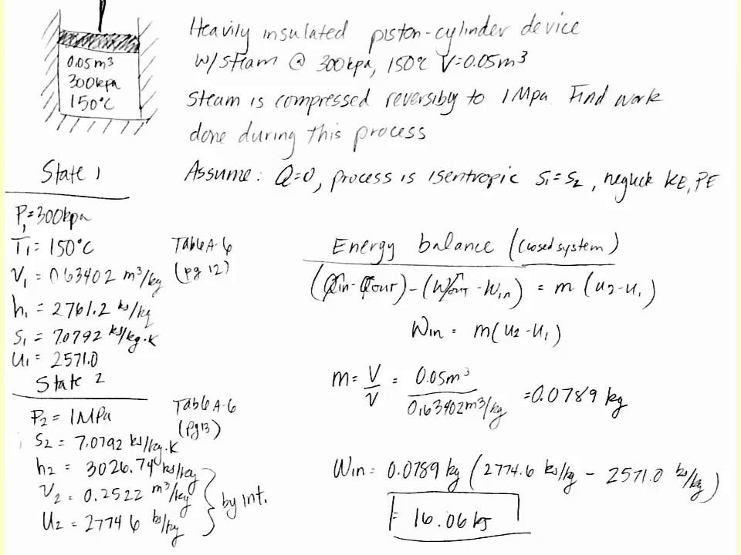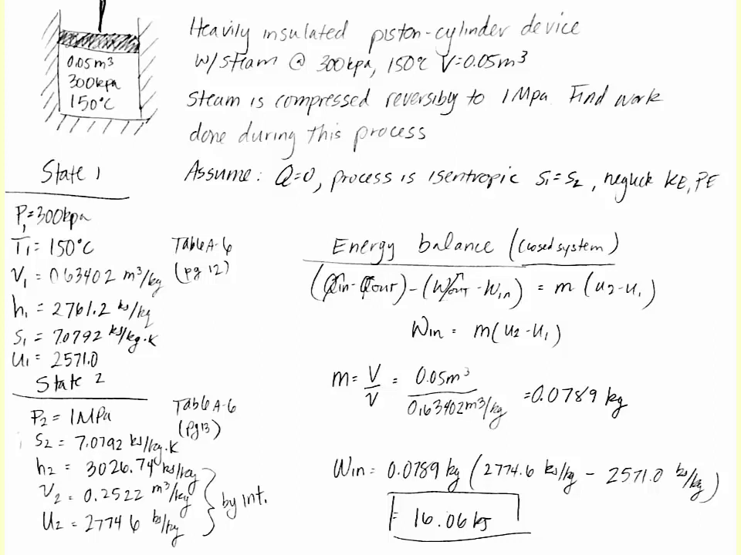Let's say, for example, instead of a piston cylinder device, we had a rigid tank. Would we have any work interactions? No. If we had no heat transfer and there was no work on the system or by the system, then we would have that U2 is equal to U1, which means nothing happened. It hasn't changed. So if you don't add heat to a system, you don't do work on a system, then your internal energy won't change.